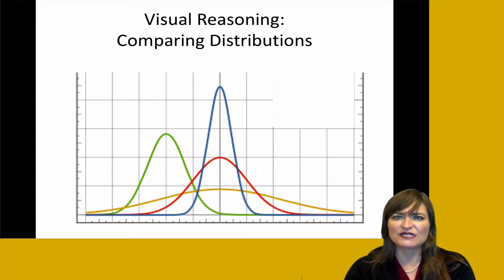What's the difference between the blue distribution and the yellow distribution? Is the difference their center, or is the difference their spread?